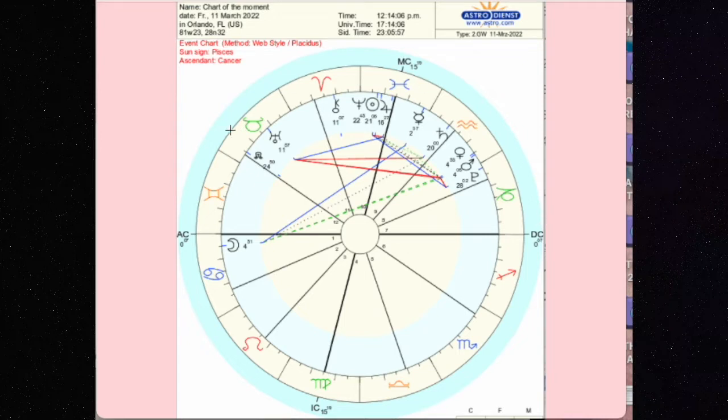The upper half of the chart is the part that we look to for how you interact on a global level, and the lower half is how you interact on an interpersonal level. So upper, transpersonal, lower, interpersonal.